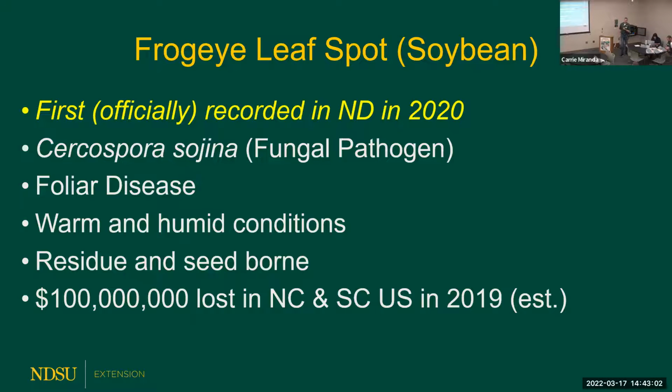Cercospora sojina, that genus also causes a very important disease in sugar beets. This is a true foliar disease. The pathogen is present on the leaves.